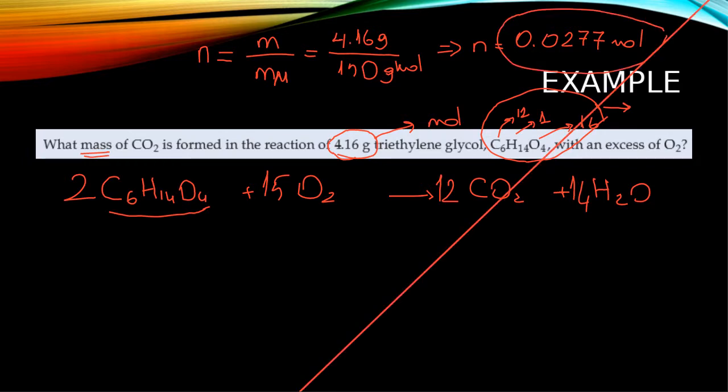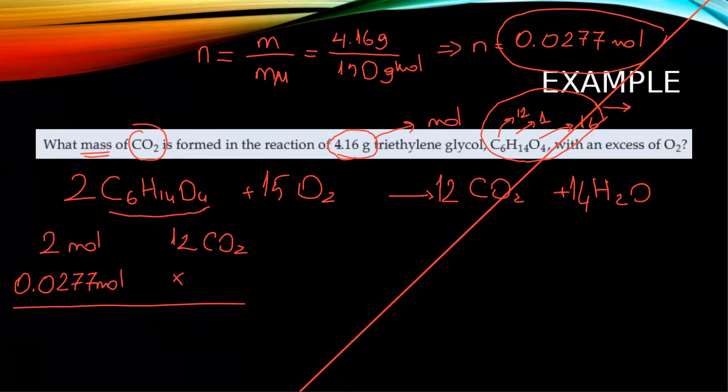Now, please don't draw on my board. 2 mole. Now we read this reaction. 2 mole triethylene glycol give us 12 carbon dioxide, but we have 0.0277 mole triethylene glycol. How many carbon dioxide do we have? This is the 0.166 mole carbon dioxide.